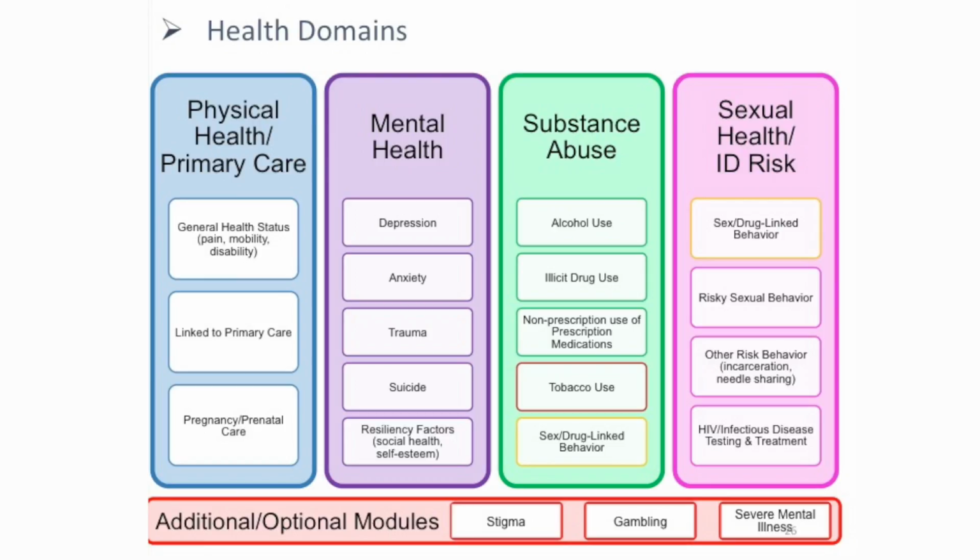Under substance use, we look for both tobacco and alcohol, but also illegal drugs and non-prescription use of prescription medications. When we go to sexual health and infectious disease, we look at both the connection between substance abuse and sexual health and risk, as well as HIV testing, infectious disease testing, and HIV and infectious disease care. There are also some additional modules that you could use if you're interested.